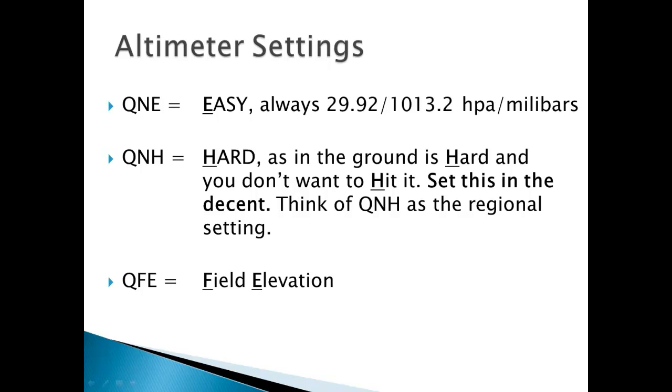In ICAO countries, up to three names for altimeter settings can be used. The following memory tool can help you to remember the difference between QNE, QNH, and QFE. QNE is the easiest altimeter setting to recall. QNH is what you want to set once you start your descent. Think of it as a regional altimeter setting. QFE is the altimeter at the specific field where you are landing.